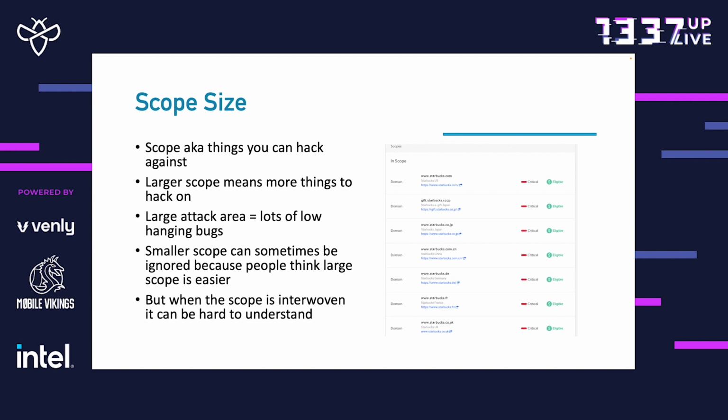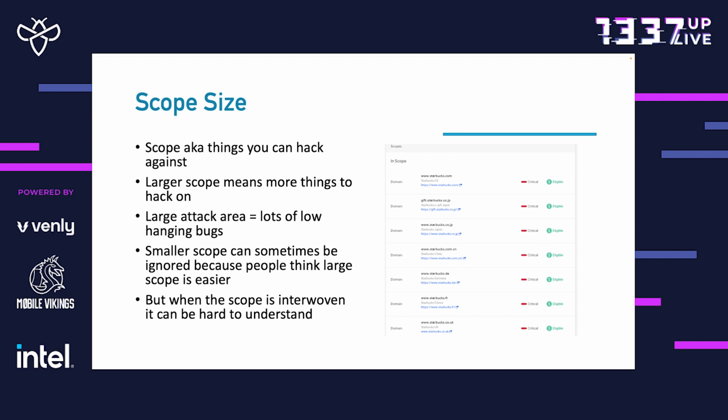Now, smaller scope programs are often ignored because people think that large scope is easier. But when that large scope is really interwoven, like they use the same credentials, they're always talking to one another, it can be really hard to understand it.